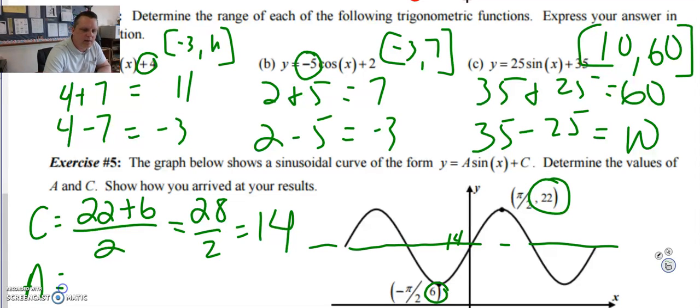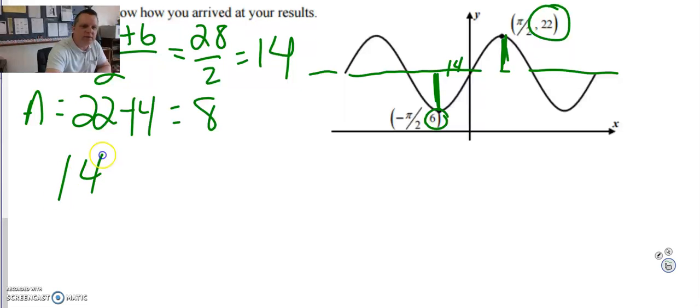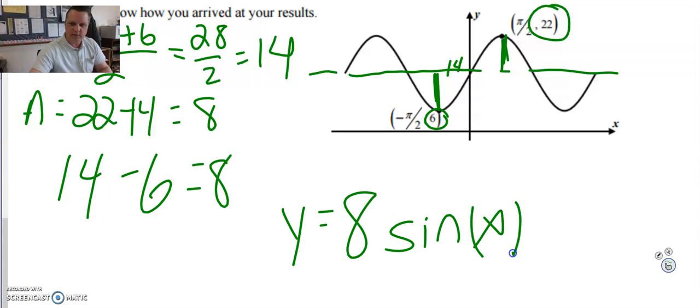Now A is going to be the difference. Okay, so it's either here or here. So I can do 22 minus 14, which gives me 8, or I can do 14 minus 6, which also gives me 8. And the graph below, determine the value. So that's it, A and C. Okay, I don't have to put it back into a formula. If they wanted you to, you would say y equals, what was A? 8 sine x plus 14. And that would be the equation. But they just want A and C, so you're done.